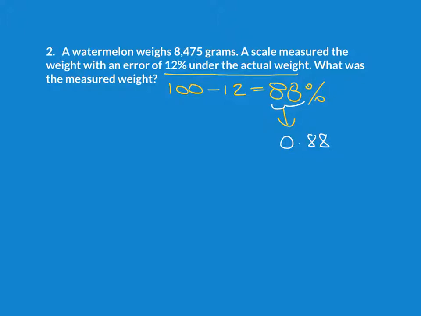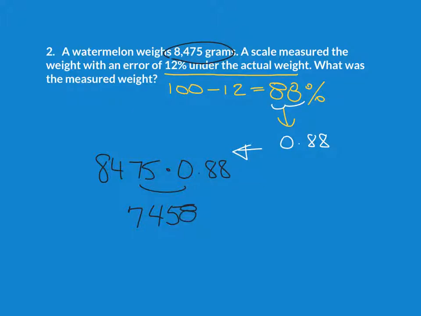It's going to be 0.88 is the decimal I'm going to use, which I'm just going to simply multiply by the original, because my resulting weight was 12% under. So I'm going to take my original 8,475. I'm going to multiply that times 0.88. And my answer is going to be 7,458 grams.